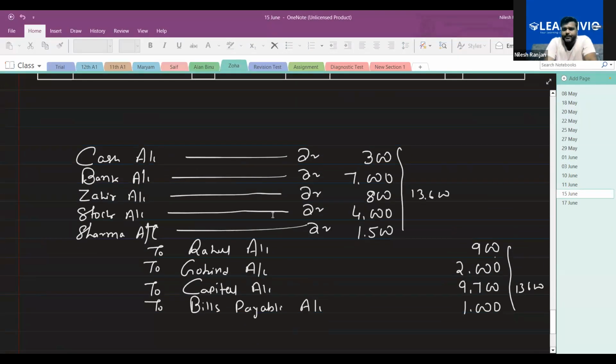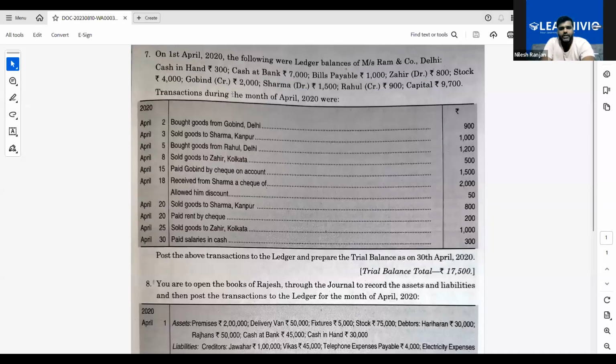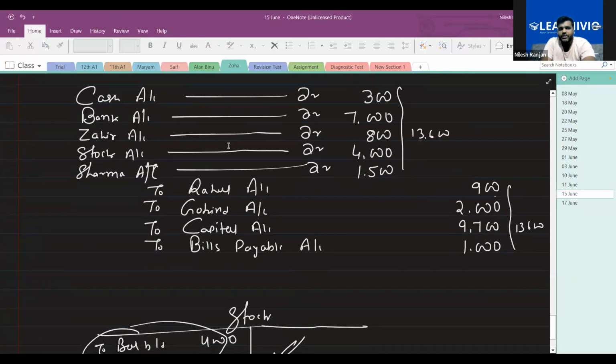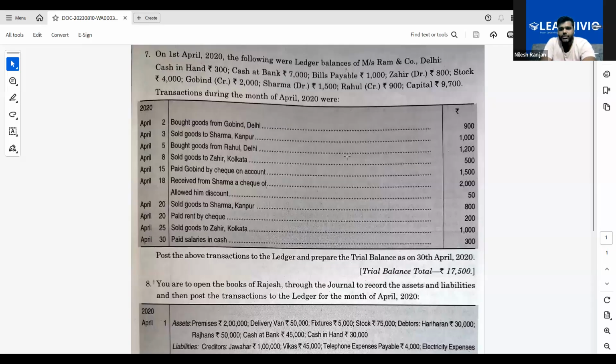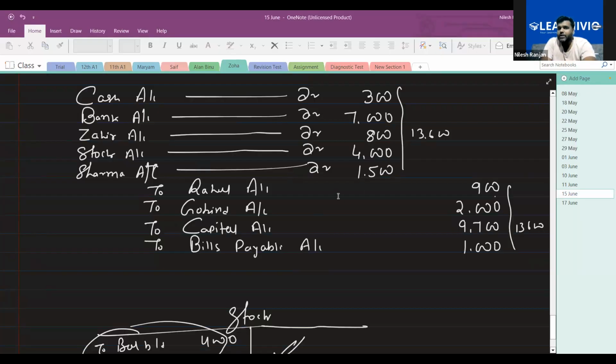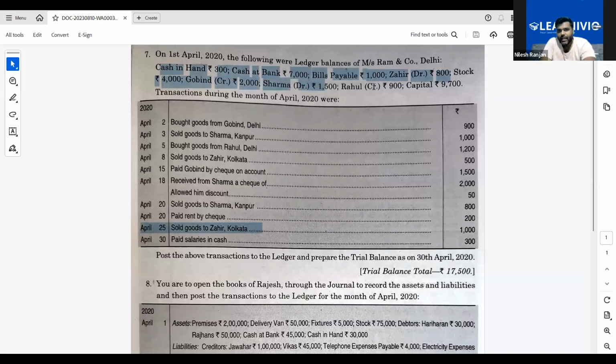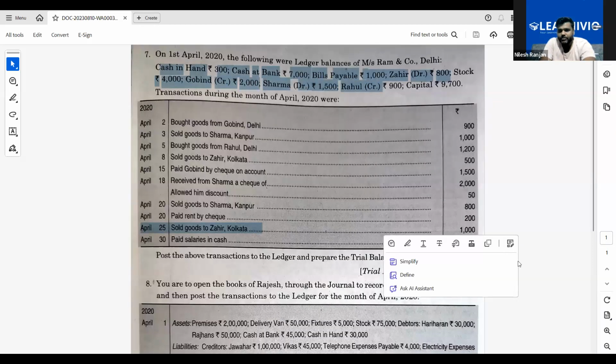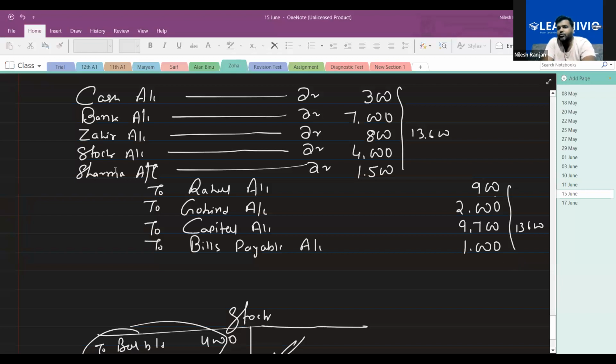Yes, this entry is related to opening balance: cash in hand 300, cash at bank 7,000, then Jahir 800 on the debit, stock 4,000, Sharma 1,500. So all these balances that are given here, we have written as the opening entries. This is how the opening entries are passed. Because there are so many balances, on the debit side there will be many accounts, and on the credit side also there will be many accounts.